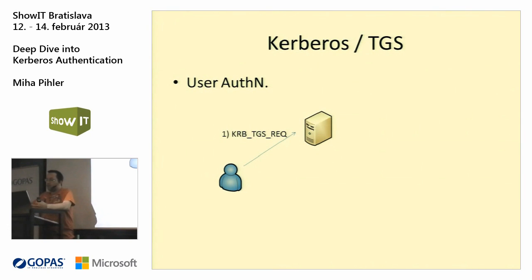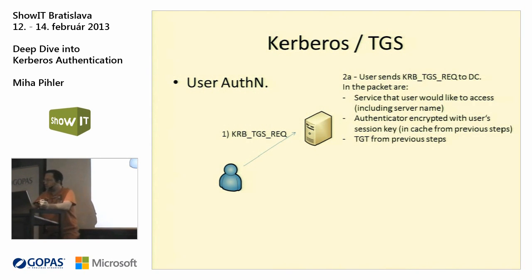So I sent this packet, the TGS request, ticket granting service request. In this packet, there is the service that I would like to access, including the server name. There is an authenticator encrypted with the user session key. Remember, I already have the session key. I got it in the first part of the authentication process. It was cached; we stored that in the cache. And I attached the TGT from the previous step to this request, and I sent all this to the domain controller.